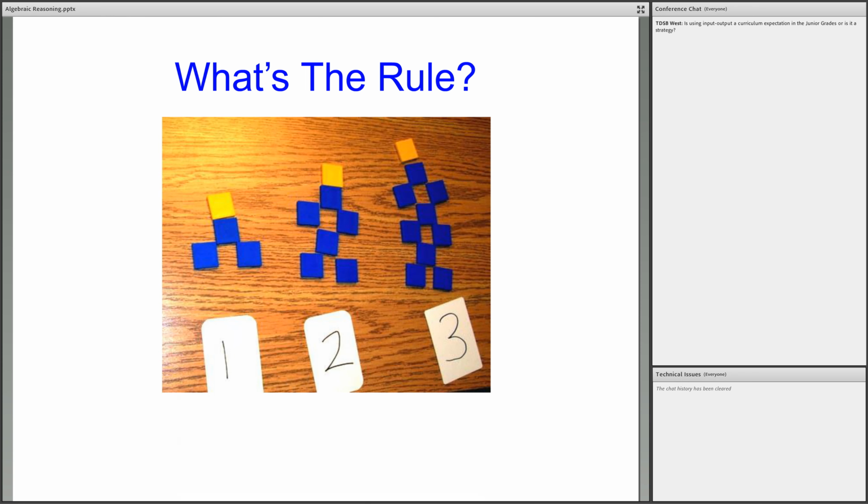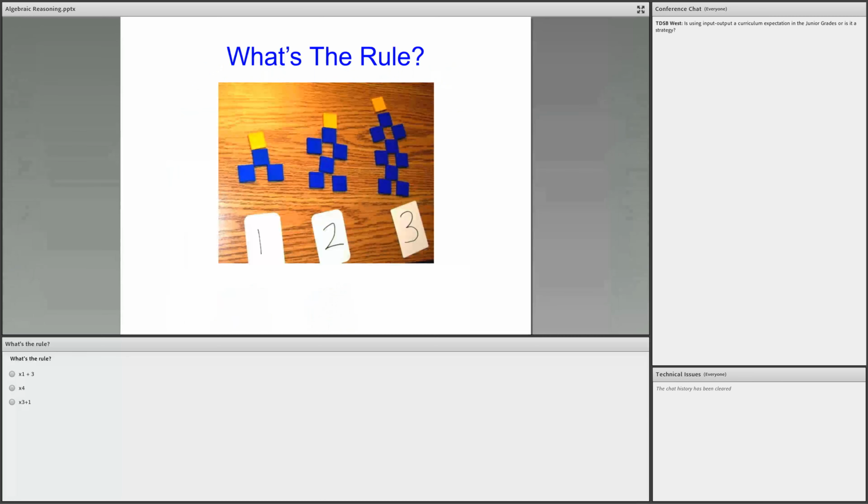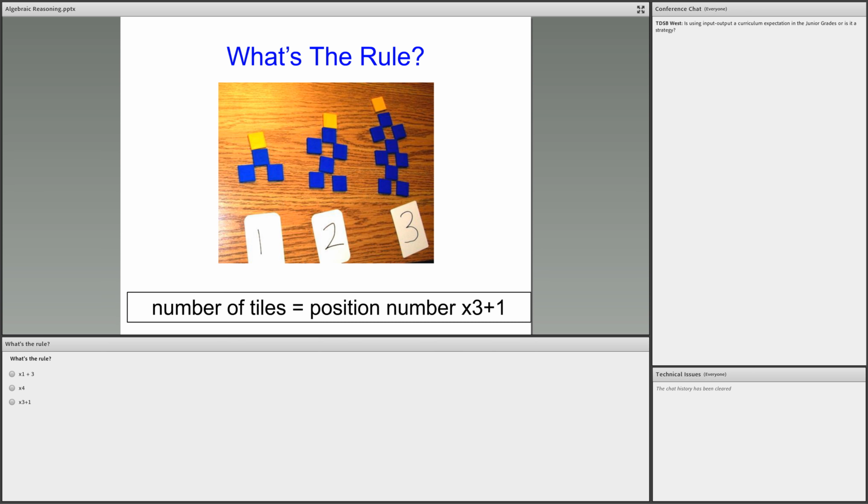I'm going to ask you to look at this pattern and see if you can guess what the rule is. Oh, look at you all, brilliant. So exactly right, this rule is number of tiles equals position number times 3 plus 1. I really like this pattern because you can see how the students go from an array structure, which is how we model it, to then being more creative.